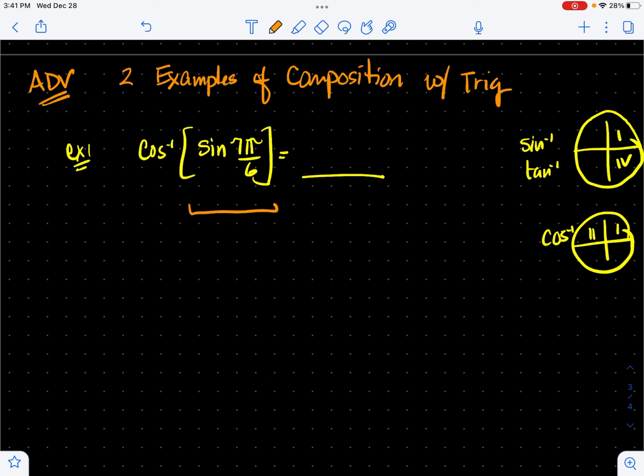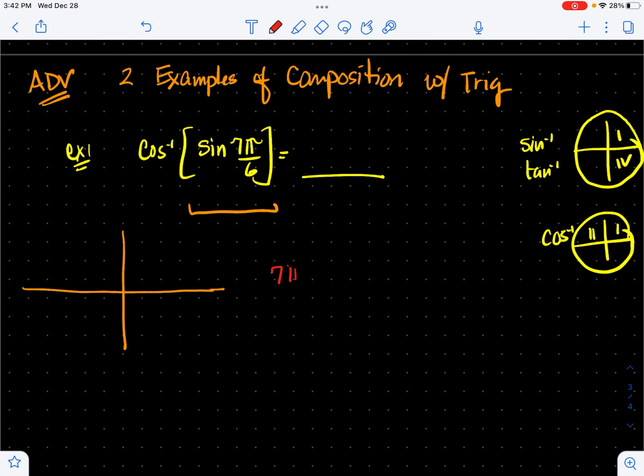If I look at the inner function, which is what I have to start with first, I have to find the value of sine 7 pi over 6. It's not an inverse question. The second part, the question is inverse, but the inner function is not an inverse function, so no need to be thinking of the restrictions. We just have to find sine of 7 pi over 6. But where in the world is 7 pi over 6 angle? Let's go ahead and find that.